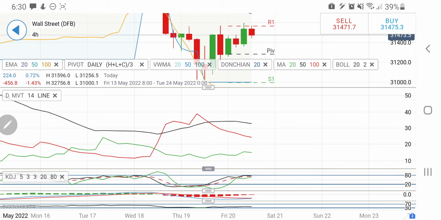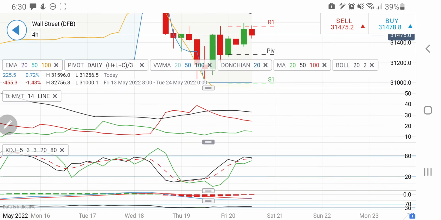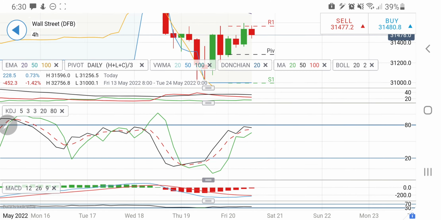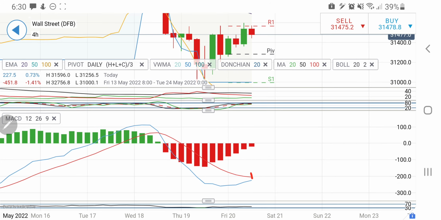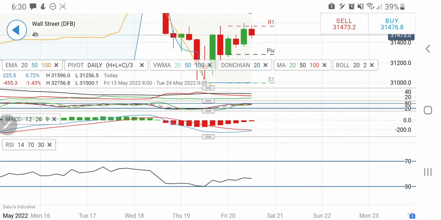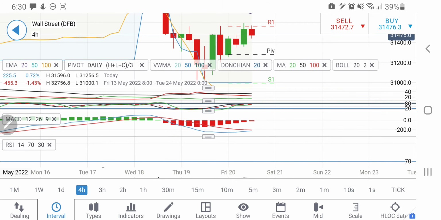Similarly, on the 4-hour chart, it is trying to converge for a buy crossover, and yes, the stochastic is near overbought levels. The MACD is also trying to converge for a bullish crossover. The RSI is trading flat there.